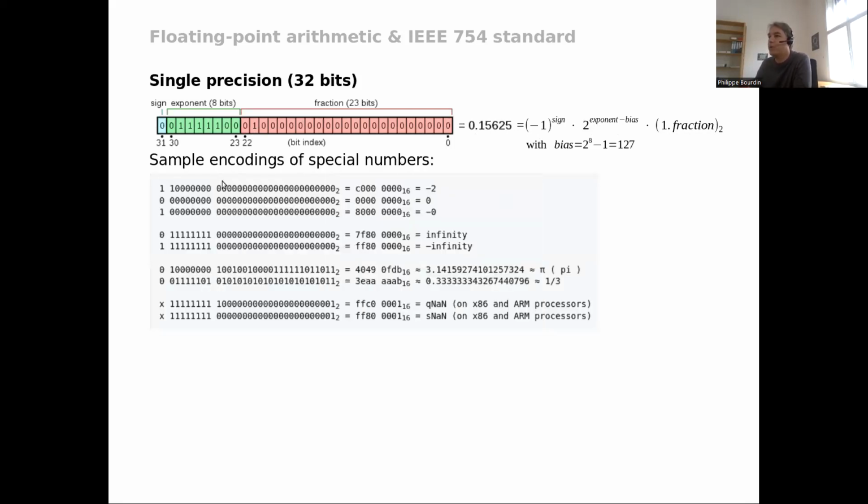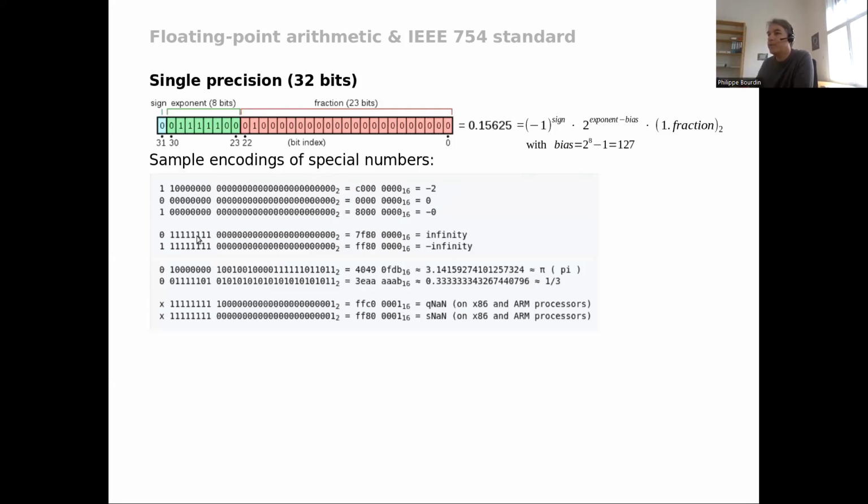Here are some more representations of special numbers. If you want to look it up, you can. So for example, -2 looks like this, right? There's a minus, there's the 2, and the exponent is just 1, and the rest is 0. And that gives you, if you follow that formula, a -2. And the 0, of course, is all bits 0.